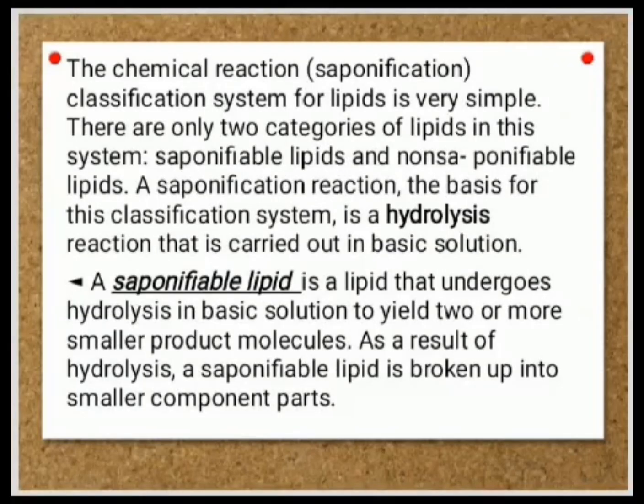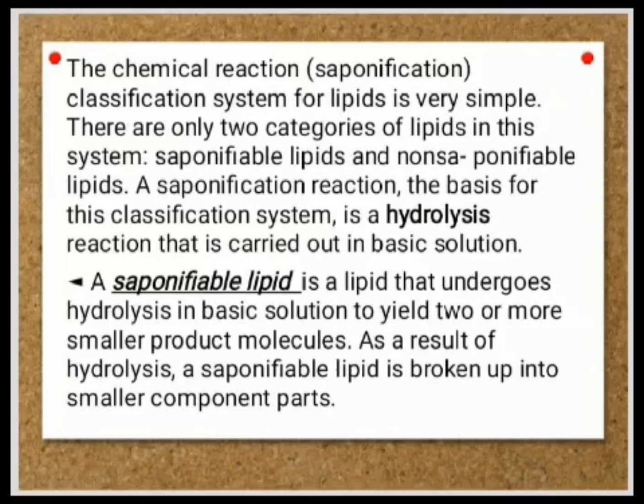The chemical reaction is saponification. As we all know, saponification is a chemical process in which fats and oils, or triglycerides, react with a strong base such as potassium hydroxide or sodium hydroxide to produce soap and glycerol, which is called glycerin. There are two types of lipids, the saponifiable and the non-saponifiable lipids. The basis of this classification is a hydrolysis reaction that is carried out in basic solution.